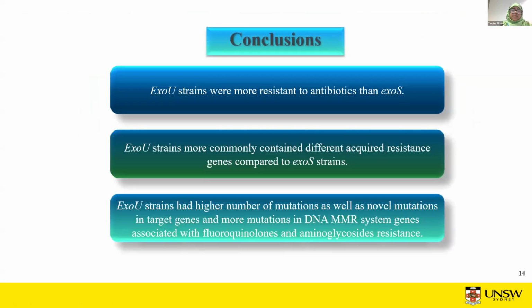So in conclusion, it can be said that ExoU strains are more resistant to antibiotics, might be because of having different acquired resistant genes, acquiring a higher number of mutations as well as novel mutations in the target genes, and more mutations in the DNA mismatch repair genes, which are associated with fluoroquinolone and aminoglycoside resistance.